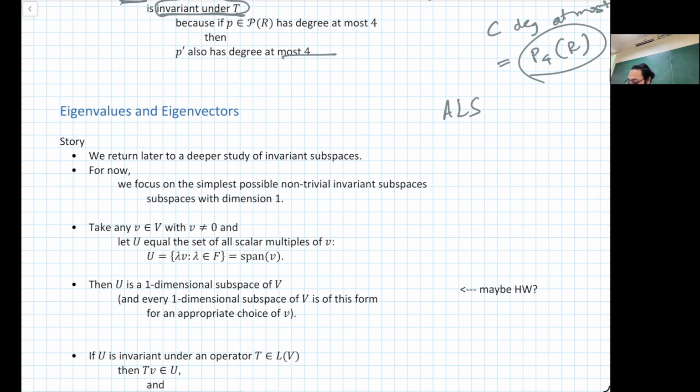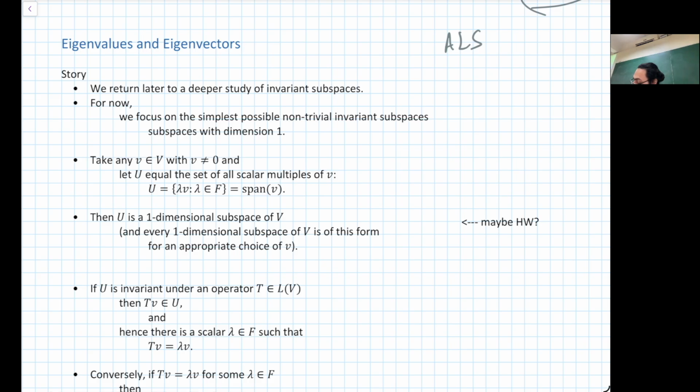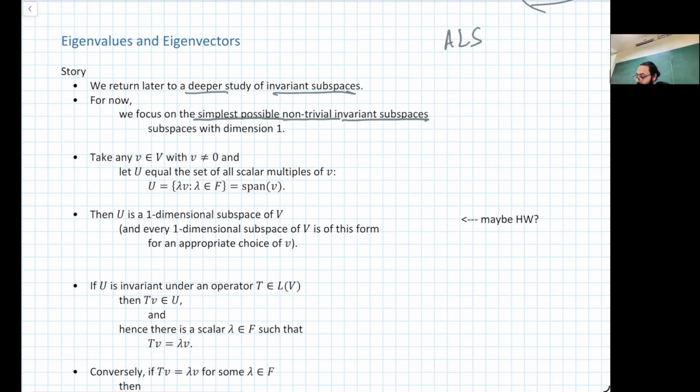All right. So let's continue then with eigenvalues and eigenvectors. We return later to a deeper study of invariant subspaces in general. For now, we're going to focus on the simplest possible non-trivial invariant subspace. We already said we want to simplify the vector space, so we started looking at the direct sum decomposition. Now we're saying that not only will we do the direct sum decomposition, but we'll think of one very simple vector space which has dimension 1. That's what we're going to focus on.